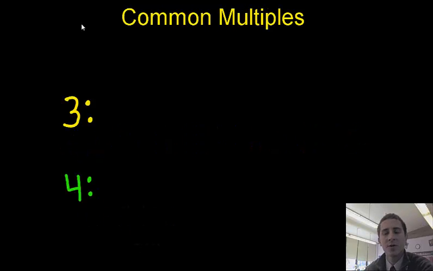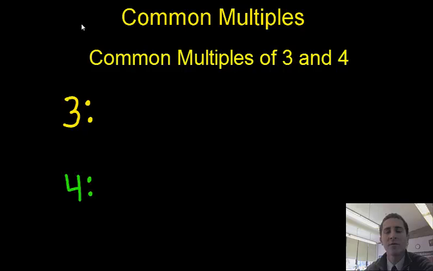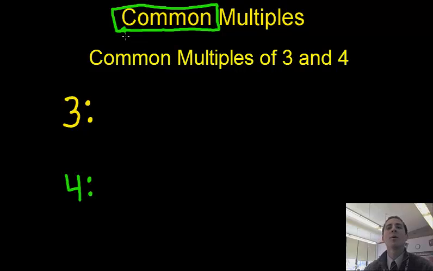Okay, the first thing we're going to do is find the common multiples of 3 and 4. And all that means when we're finding common is we want to know which multiples they have the same. Just like what you have in common with your friends, we want to know what's in common with these two numbers and their multiples. So before we find the common multiples, we have to find out the multiples of each number. So on your paper, follow along with me.